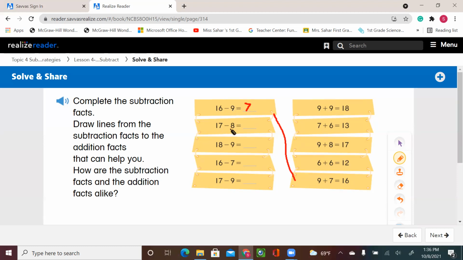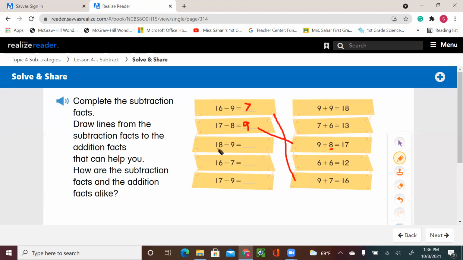So 17 take away 8. That's another question. I'm looking for a sum for 8 plus something equals 17. So I'm looking for 8 plus a number that gives me 17. Got it. 9 plus 8 equals 17. So that means 17 take away 8 equals 9. So that's my missing part. And this is the related addition equation that helped me to find the missing number in my subtraction.